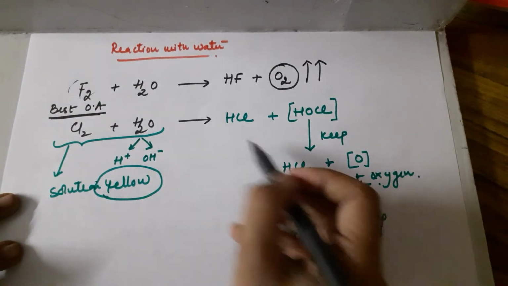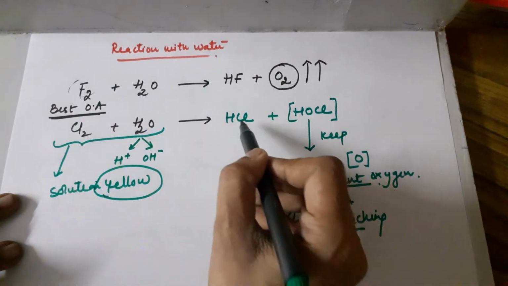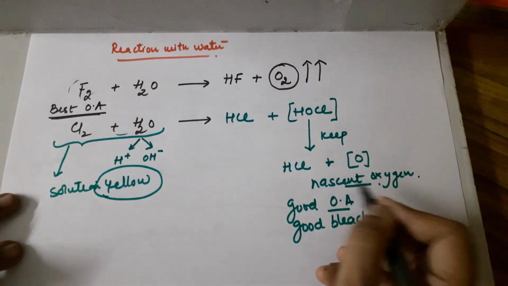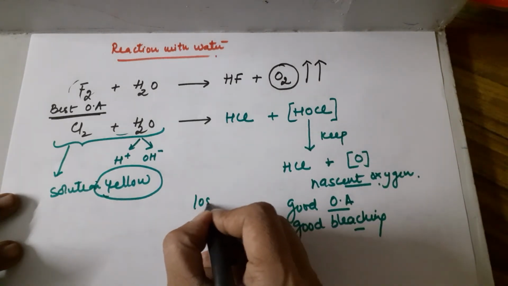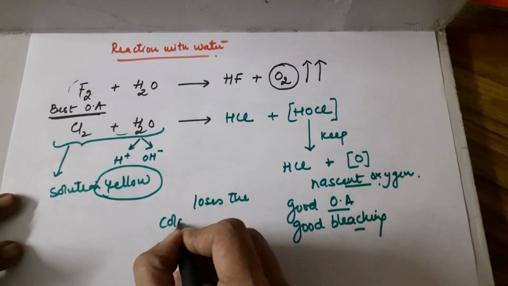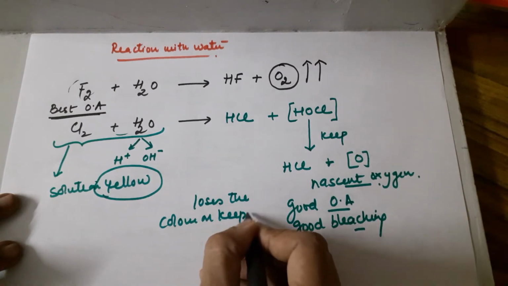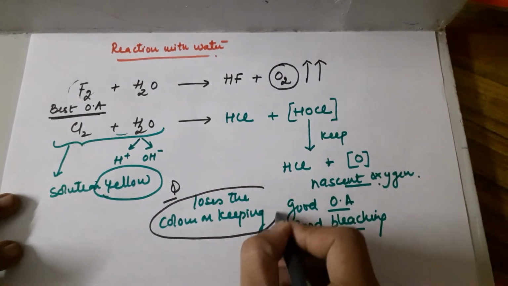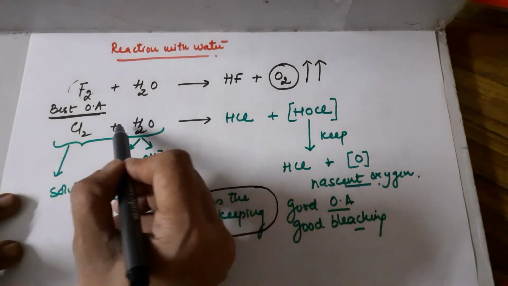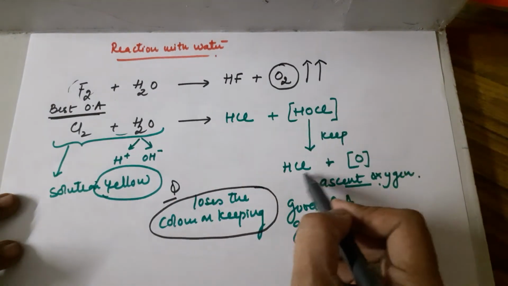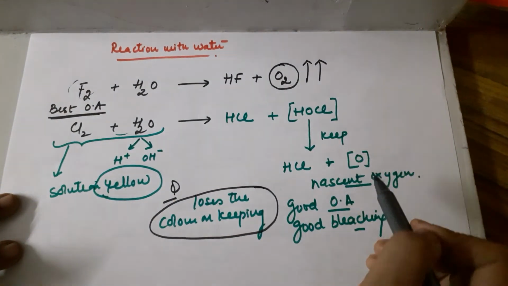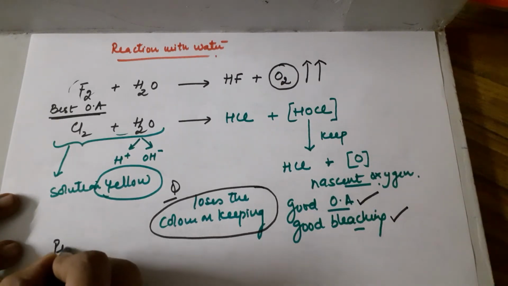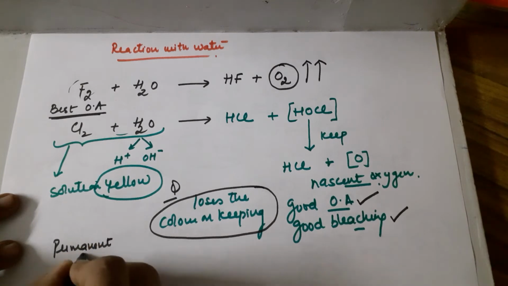But over a period of time, because the chlorine reacts with water to give you HCl and HOCl, the color disappears. So this loses the color on keeping. This has been an important reasoning question: why does chlorine water lose color on keeping, where you need to explain that chlorine water reacts to form HCl and nascent oxygen, or else why is it a good oxidizing agent? Why does it act as a permanent bleach?